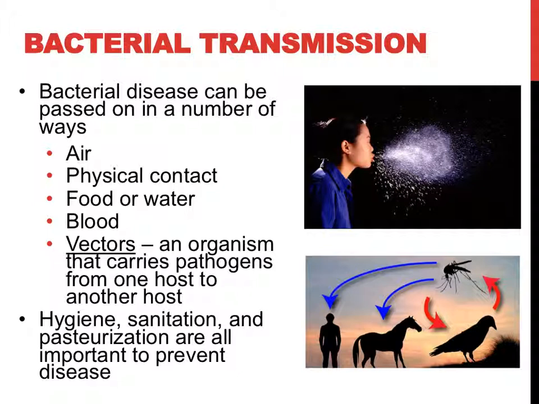Some diseases are spread by other organisms. The mosquito shown at the bottom of this picture is what's termed a vector, an organism that's not infected but passes on a disease to others. The West Nile virus was carried by a mosquito, shown in this image. The bubonic plague is another example that was carried by fleas that were located on mice. For all of these reasons, good hygiene, sanitation, and pasteurization are important to prevent the spread of disease.